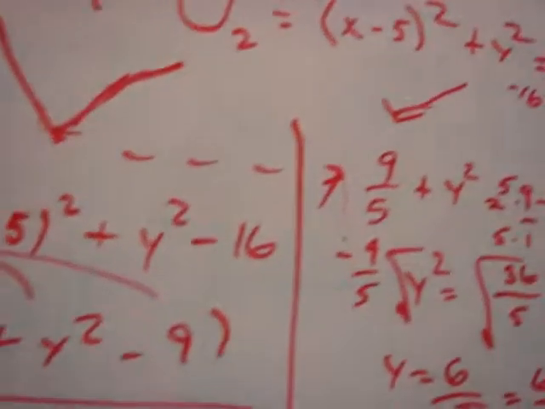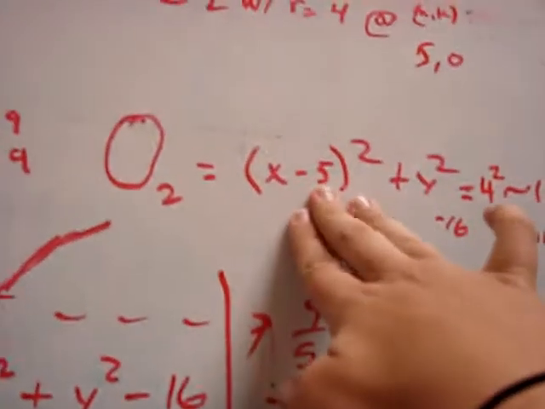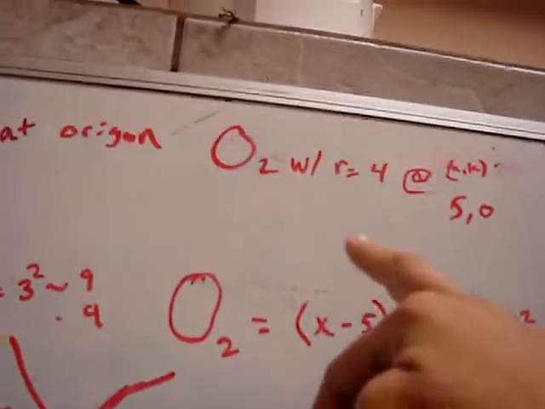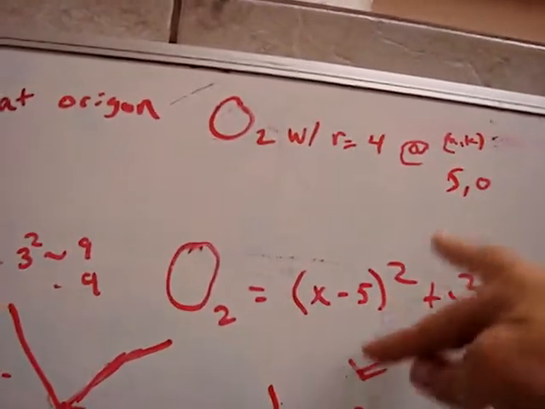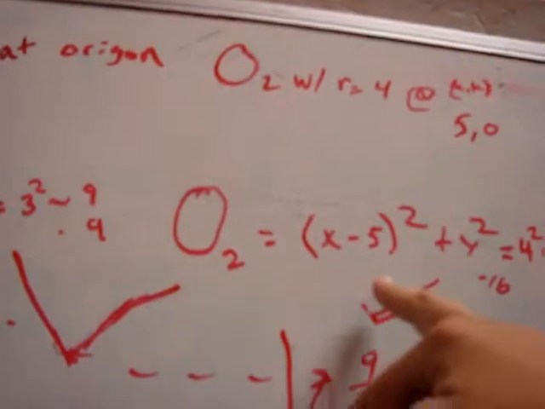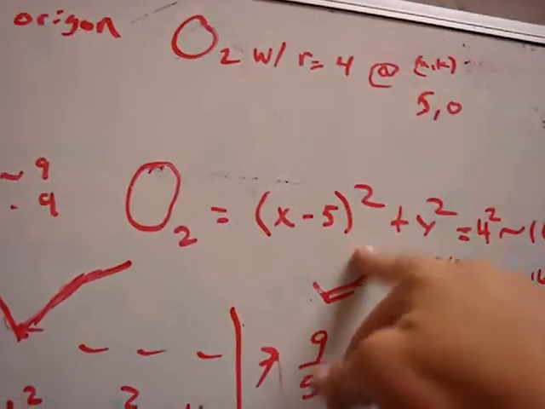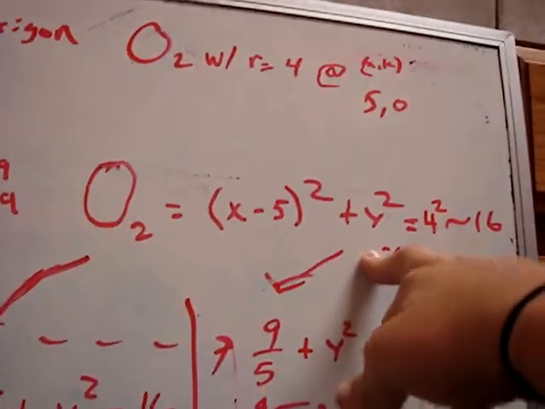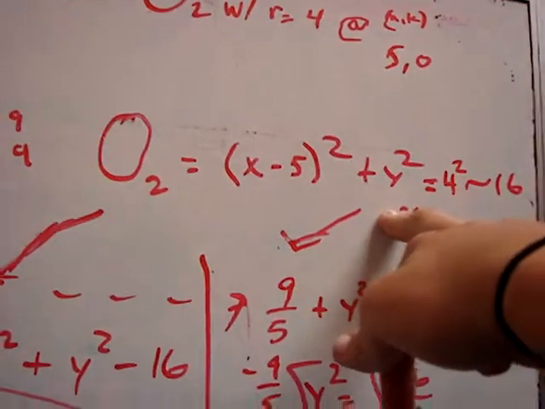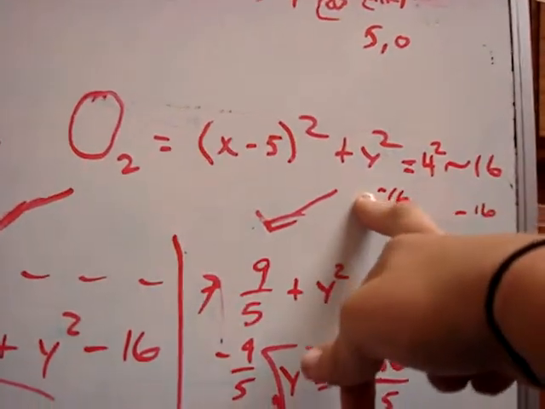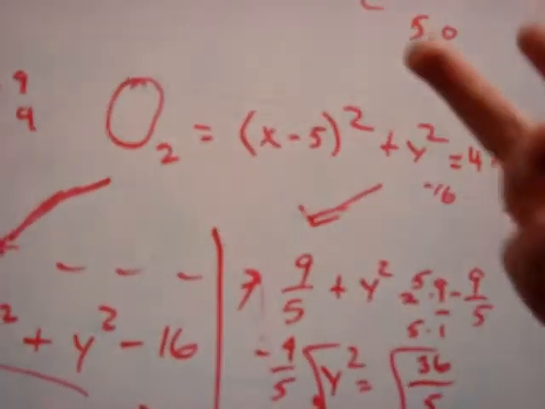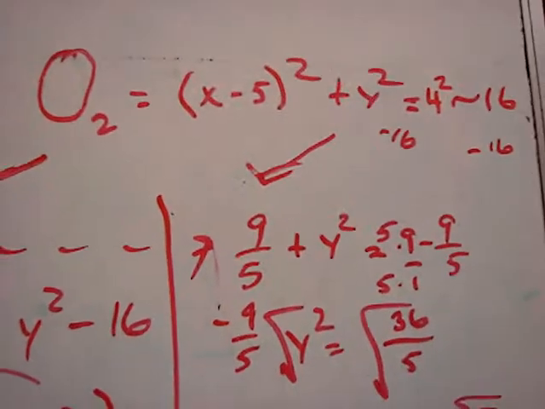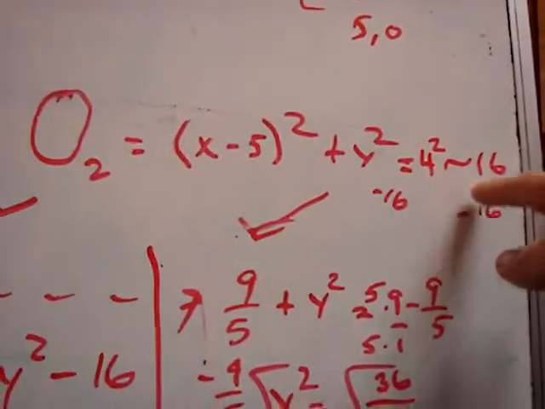For our second circle, we have minus 5, because the h is 5, and our formula says x minus h squared plus y minus k, but we don't have a k because it's 0, so therefore it's just y squared, and that is equal to 4 squared, which is equal to 16.